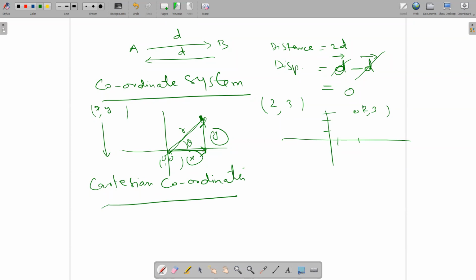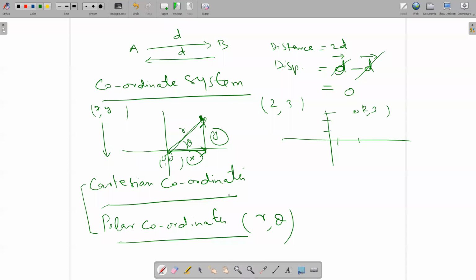And you can find the value of X, Y, and R. So here we can convert these Cartesian coordinates to polar coordinates. What are polar coordinates? Polar coordinates are r and theta. This is called polar coordinates, and XY is called Cartesian coordinates. So we can make a relation between Cartesian coordinates and polar coordinates.